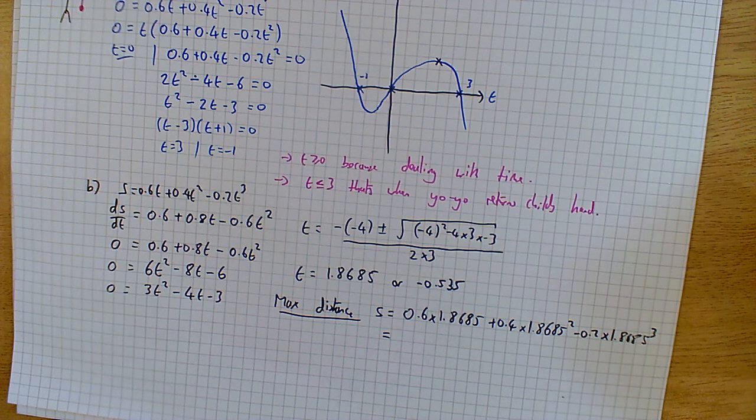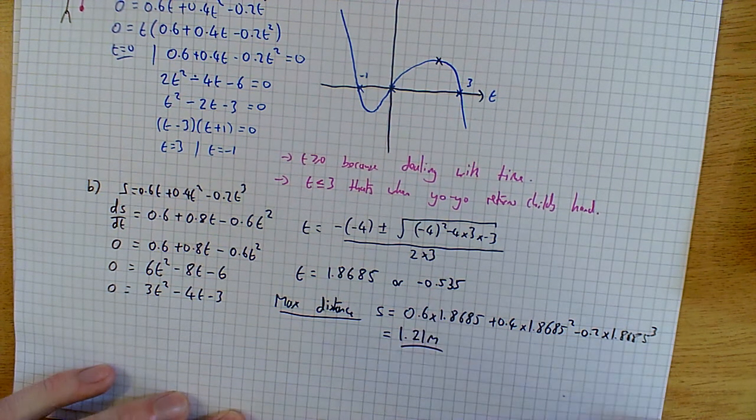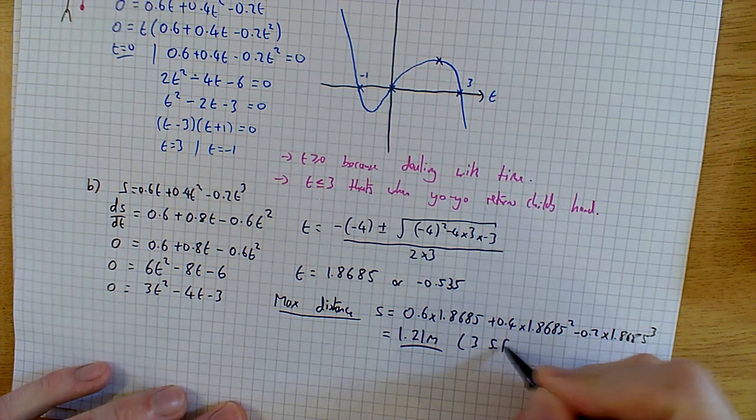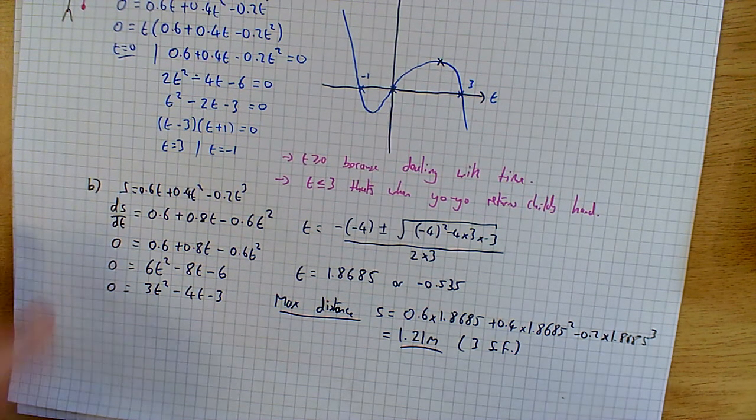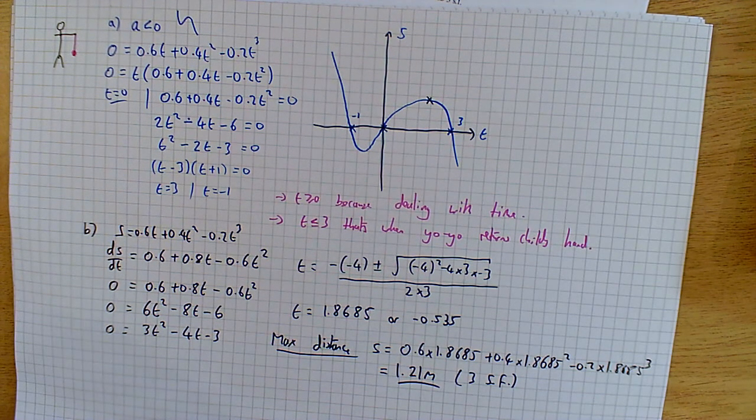So I take my equation and I pop that into my calculator. So we've got 0.6 times 1.8685 plus 0.4 times 1.8685 squared minus 0.2 times 1.8685 to the power of 3, and we get a final answer of 1.21 meters. Okay, and that I have rounded to 3 significant figures because it is a final answer. So that is the maximum distance that it gets from the child's hand, and we can see it's on this graph because it's the turning point of the graph.